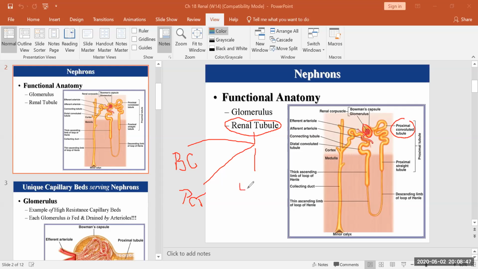You have the loop of Henle, the hairpin loop, this one here. And then it ends with the distal convoluted tubule, this part here, okay? So that's a nephron. So the renal tubule consists of 4 parts. This is a series of tubes. So Bowman's capsule, proximal convoluted tubule, loop of Henle, distal convoluted tubule.